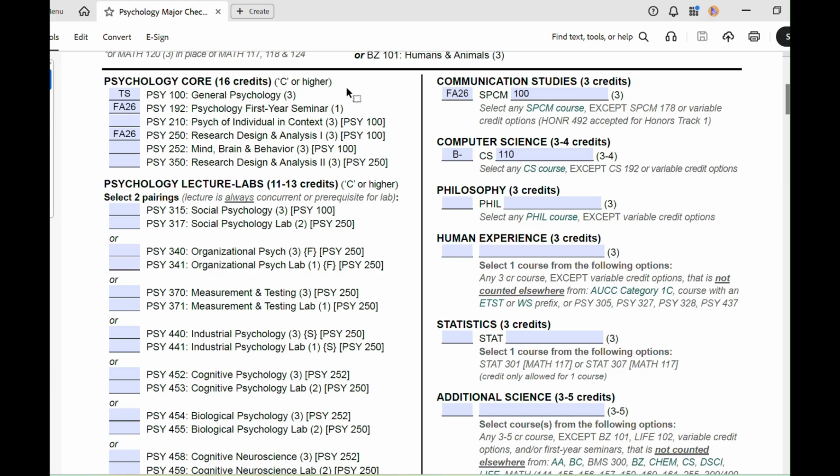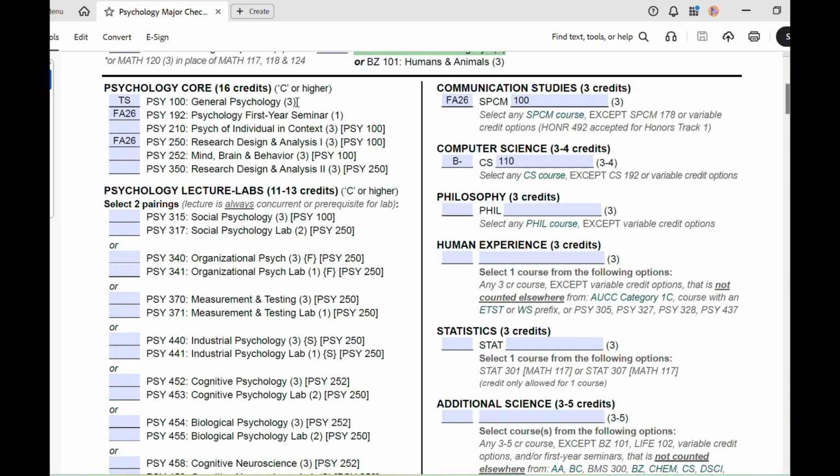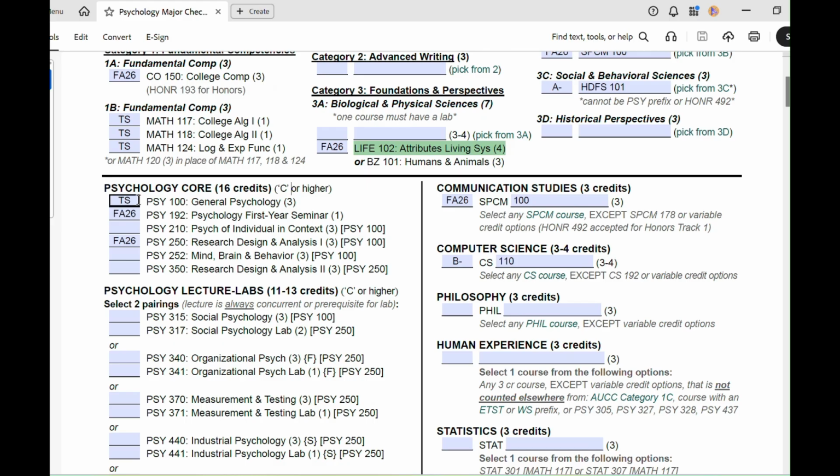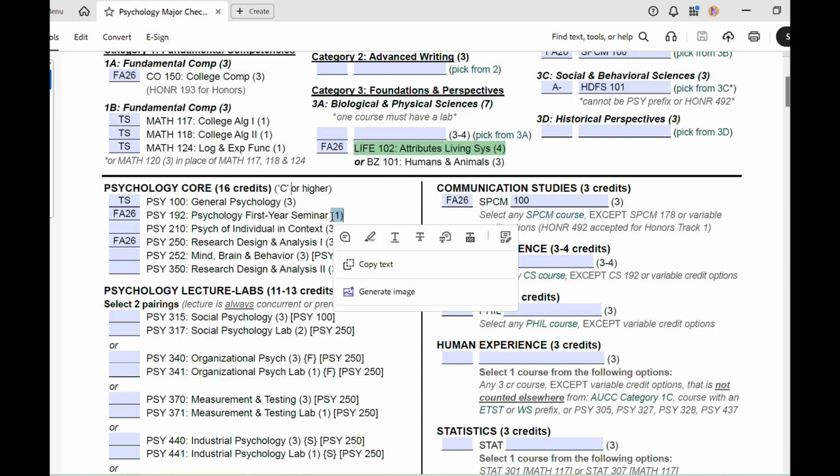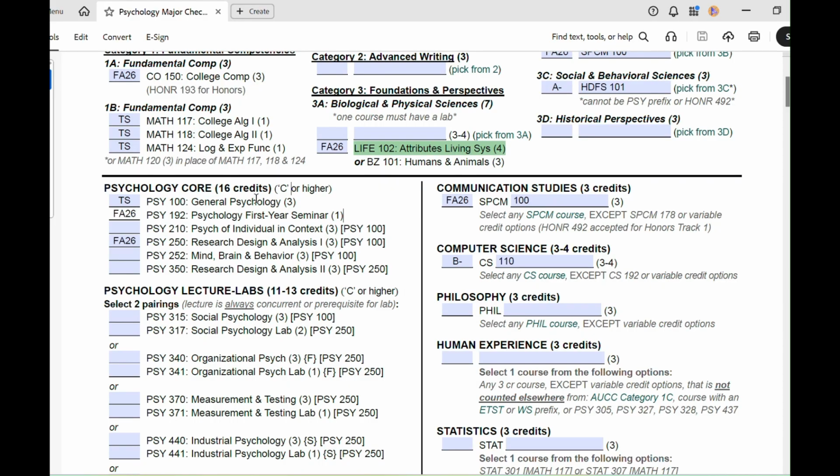To begin is Psychology 100 General Psychology. Previously, I mentioned that CAM-the-RAM had taken the AP Psychology exam and earned at least a 4. That means that they have earned credit for Psych 100. Next is the Psychology First Year Seminar, worth 1 credit. CAM-the-RAM is currently taking this fall 2026 semester. Next is Psychology of the Individual in Context, worth 3 credits, and in the brackets, it highlights Psych 100 being a prerequisite.